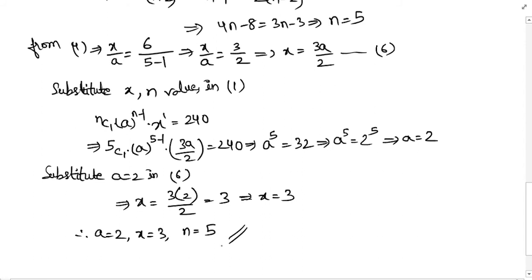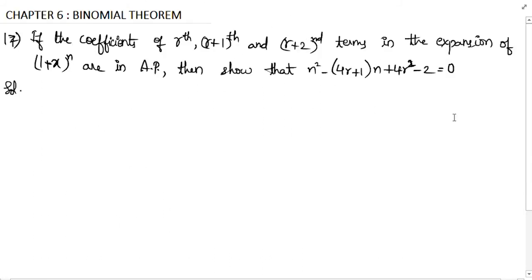Okay. So now the 17th one: if the coefficients of the r+1 and r+2 terms in the expansion of (1 + x)^n are in AP, then show that n^2 - (4r+1)n + 4r^2 - 2 = 0. Okay, so here the given expansion is (1 + x)^n, right?